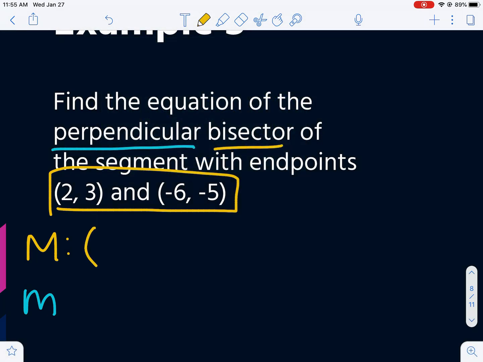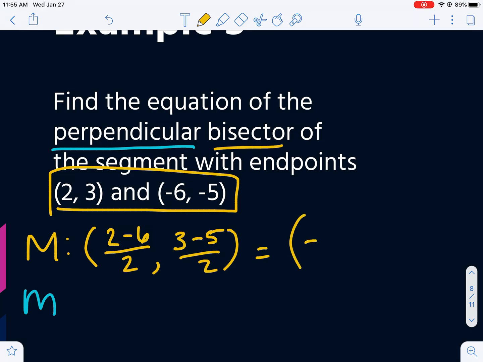So my midpoint will be 2 minus 6 divided by 2, 3 minus 5 divided by 2. 2 minus 6 is negative 4, divided by 2 is negative 2. 3 minus 5 is negative 2, divided by 2 is negative 1. Then I'm going to find the slope of that original line segment, so the one that we want our equation to be perpendicular to.